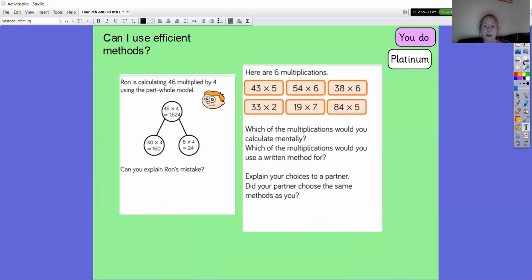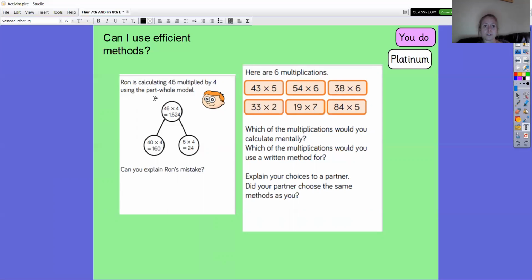Okay, so I'm going to move it on to one last slide now. This is the platinum challenge, but I wanted to show you them so that if you want to have a go at those as well, then you can. If you have any problems with those or any questions about them, then you can message us on Dojo or email, and we will see if we can help you with those.